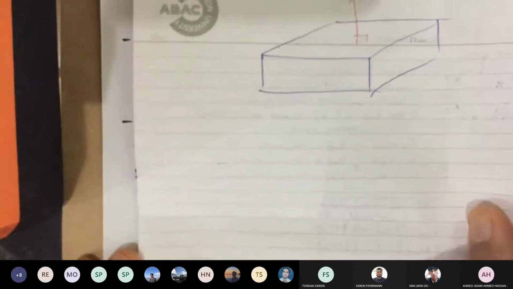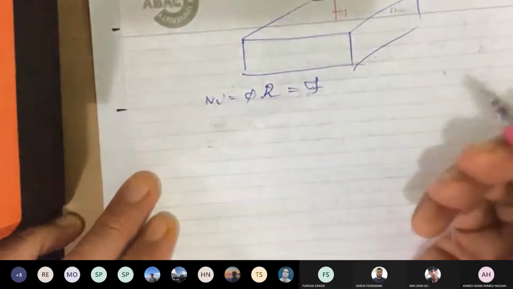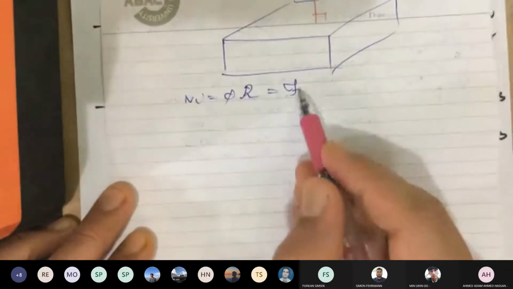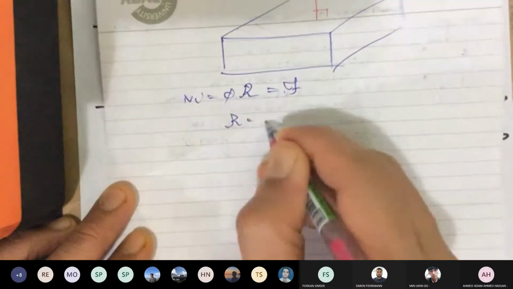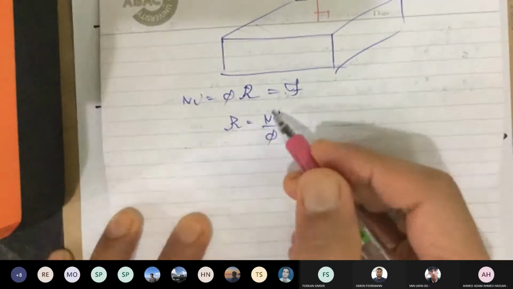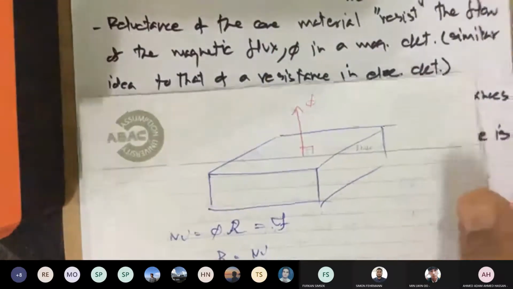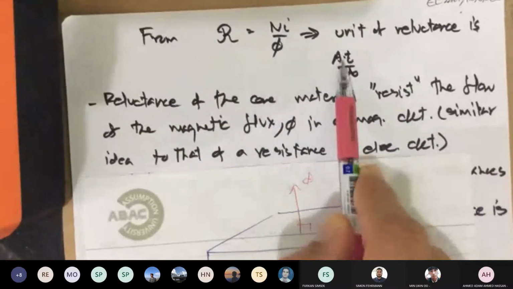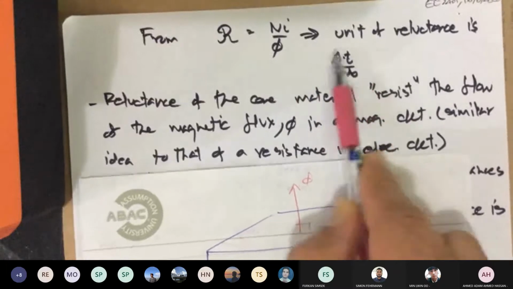Okay. So earlier we said, hey, N times I, the MMF, equals phi times the curly R, which equals that curly F, right? So reluctance here is equal to N times I divided by phi. Nothing complicated here. See? So the units of your reluctance are going to be ampere-turns divided by Weber. Important here, don't forget.